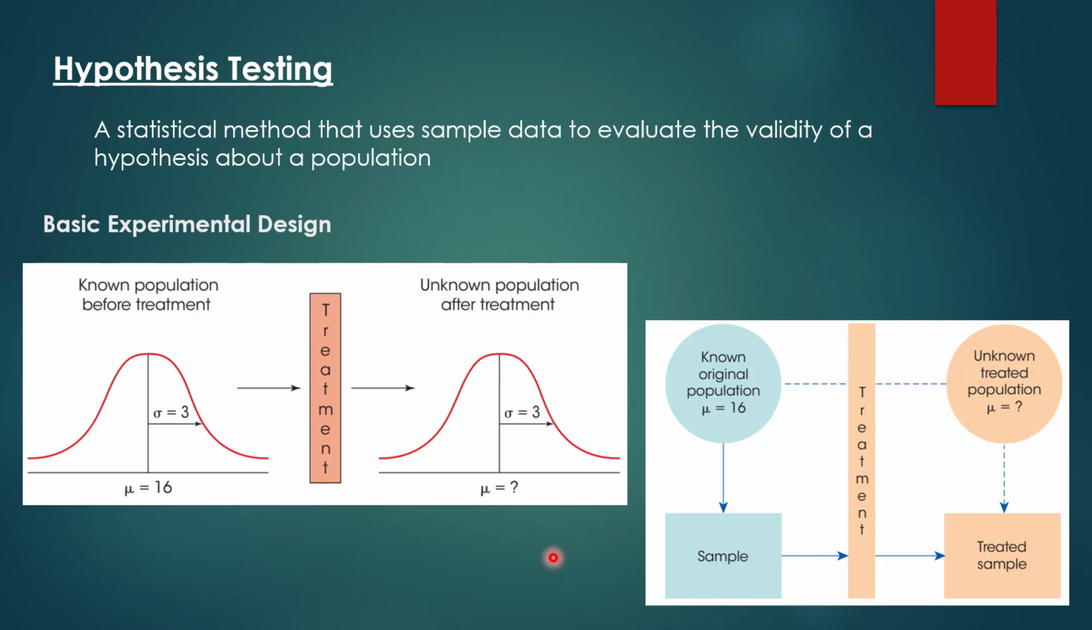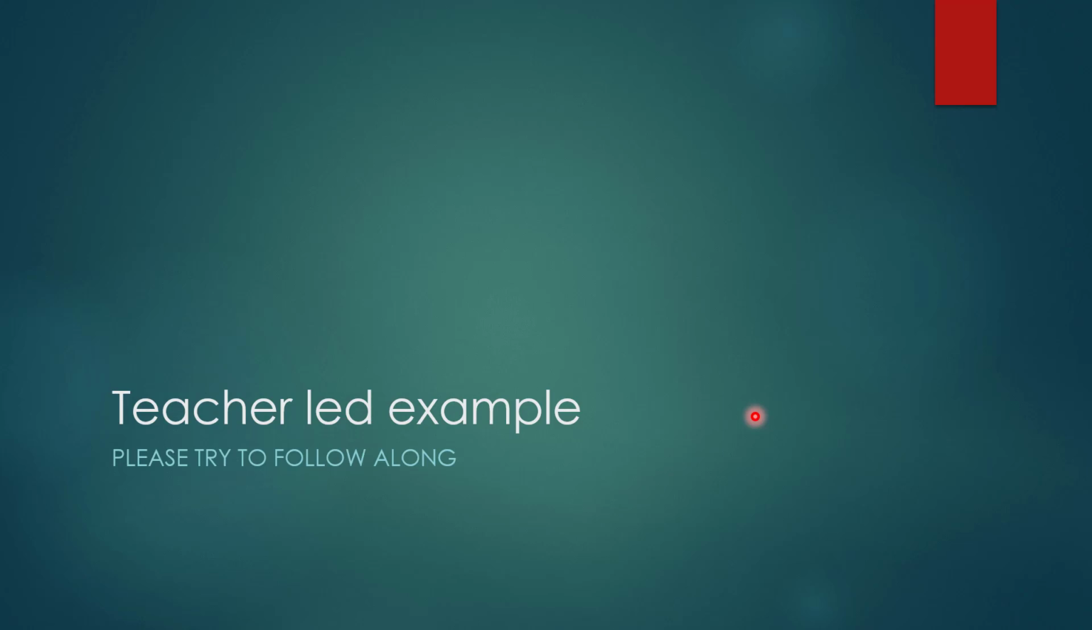So when we're doing hypothesis tests, we make the assumption that our unknown population mean is the same as our known population mean and that there is no difference between the two. We test to see whether there is a significant difference. So we'll start off by going through a teacher-led example. Again, hopefully you have the handouts downloaded and printed out, and you can follow along as we go through it.